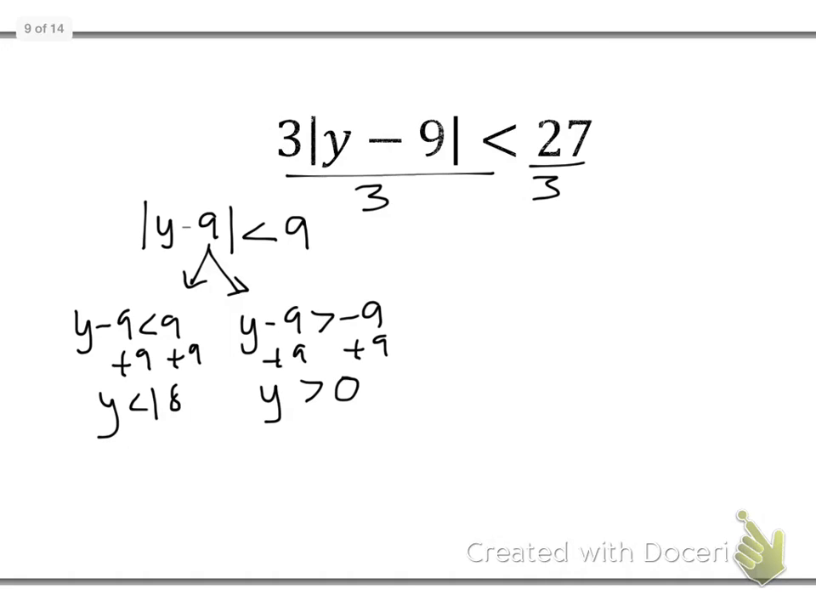And negative 9 plus 9 gets me 0. 9 plus 9 gets me 18. So I have 0 and 18 open dots. This one is shaded to the left, this one shaded to the right.